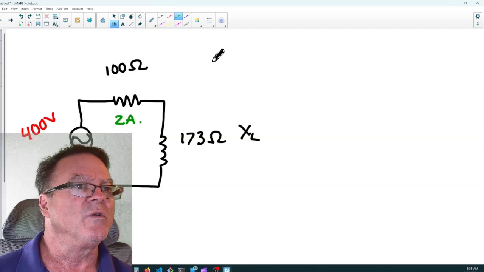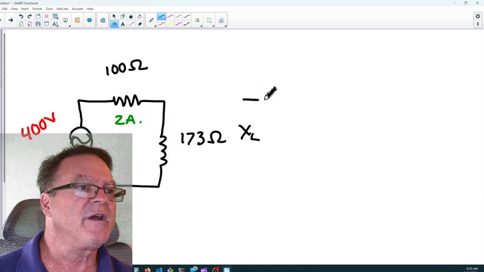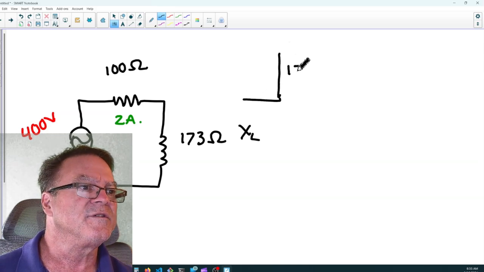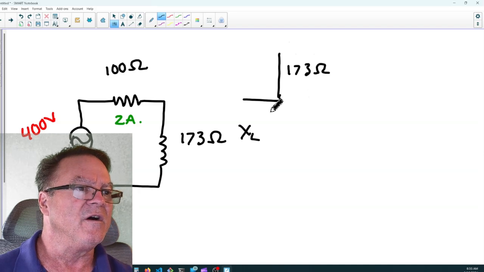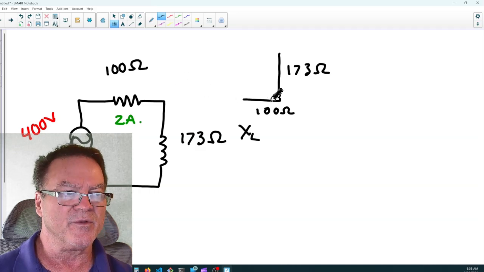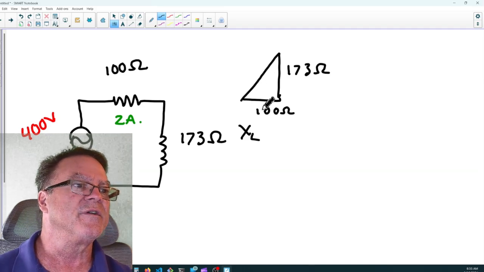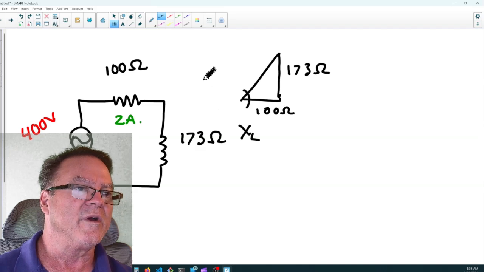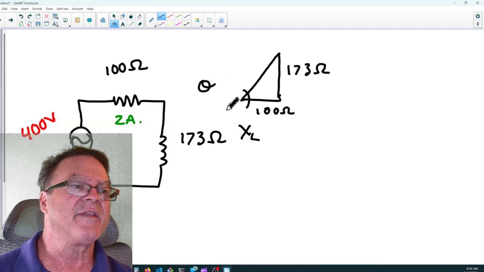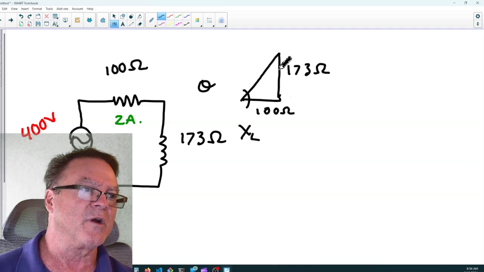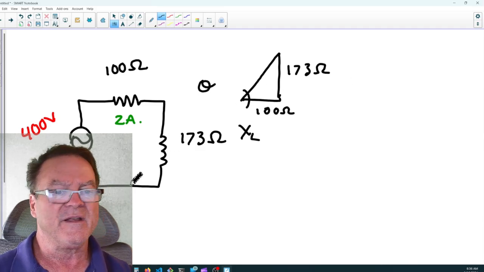Okay. So let's first draw a resistive triangle where I have 173 ohms of inductive reactance and 100 ohms of resistance. Remember, resistance and anything associated with resistance is always on the x-axis because the voltage and the current in a resistive circuit are always in phase. And there's my theta. I always like to put theta at the origin, so I always put my inductive reactance or capacitive reactance out here at the end of my resistive. That's fine.